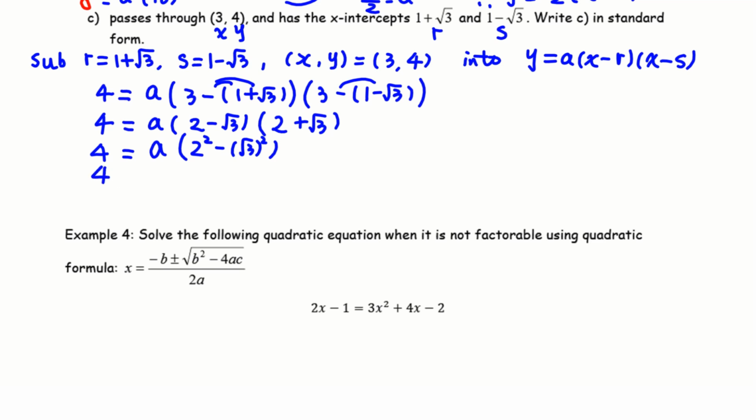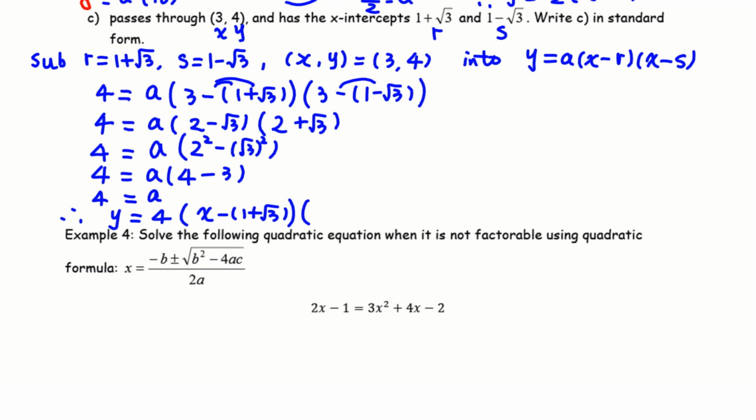Then 4 equals a times 2 is 4, 2 squared is 4, the square root 3 squared cancels out, it will be just minus 3. So you will have 4 equals a times 1, which is a. Then write a statement, subbing in the a, p, q. So y equals 4 times x take away 1 plus square root 3, then x take away 1 minus square root 3.